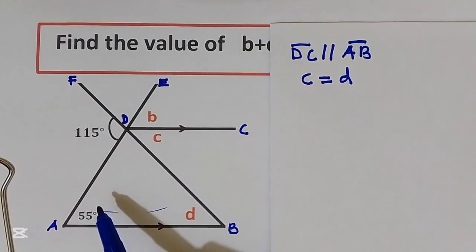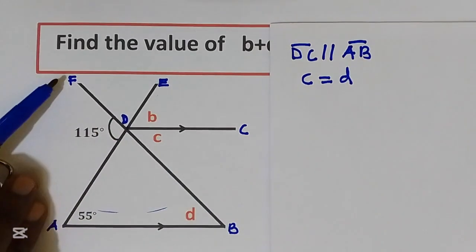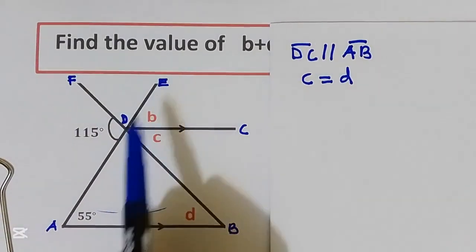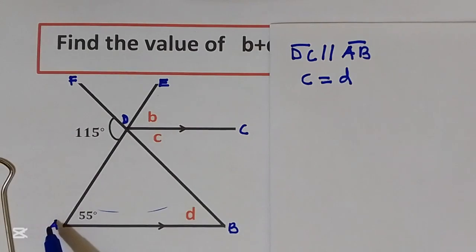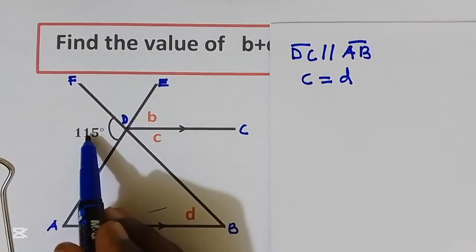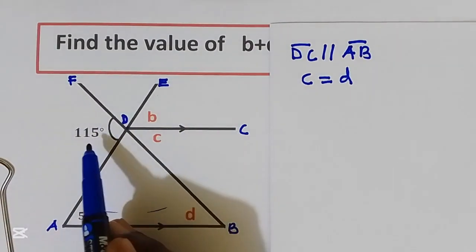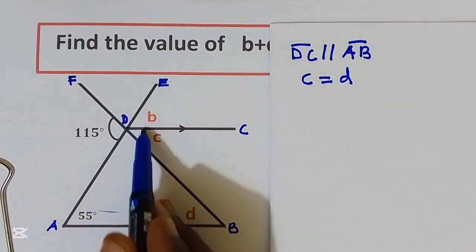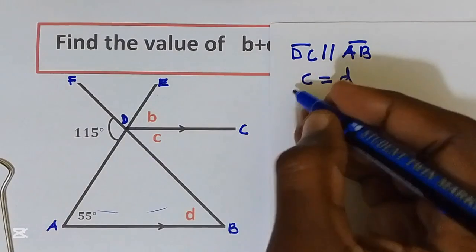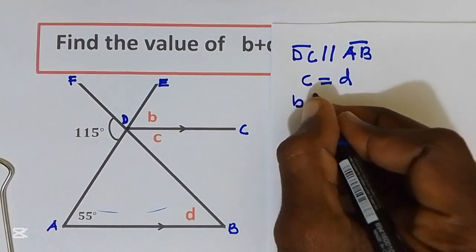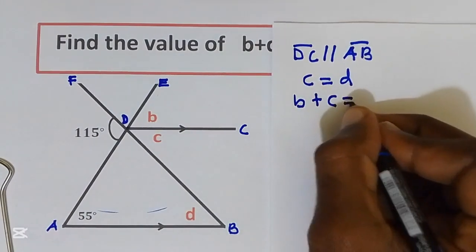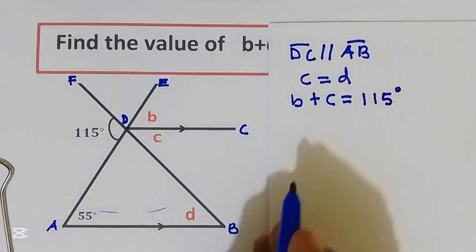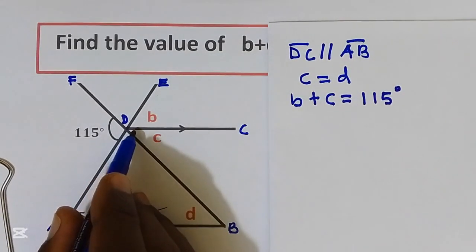Also, we have vertical opposite angles. If you see line FB and line EA, they give us vertical opposite angles. That is, 115 is equal to B plus C. This angle is equal to this angle. So, B plus C is equal to 115 degrees. The reason is vertical opposite angles.